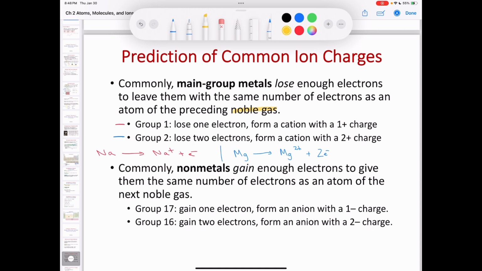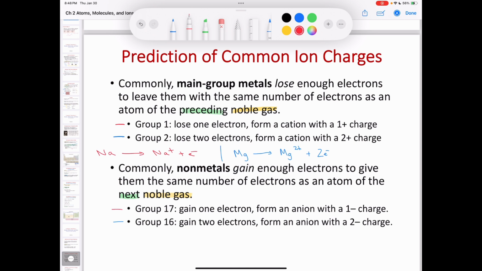Commonly, nonmetals, things like fluorine, oxygen, nitrogen, phosphorus, and sulfur, like to gain enough electrons to give them the same number of electrons as an atom of the next noble gas. Notice that for the main group metals, you looked at the preceding noble gas, but for nonmetals, you look at the next noble gas. We see this with elements in group 17, things like fluorine, chlorine, bromine, and iodine, and also with elements in group 16, like sulfur and oxygen.